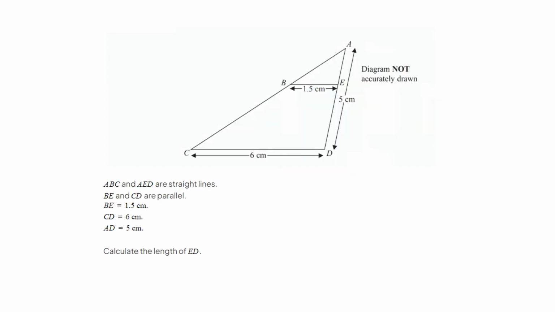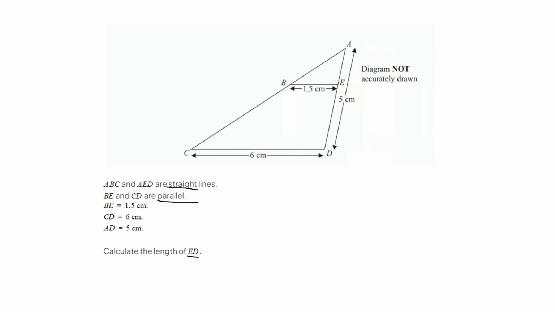Now let's look at this example. For this example, we're not told anything of similarity. All we're told is that these two are straight. We're told that BE and CD are parallel. So how are we going to work out what ED is?